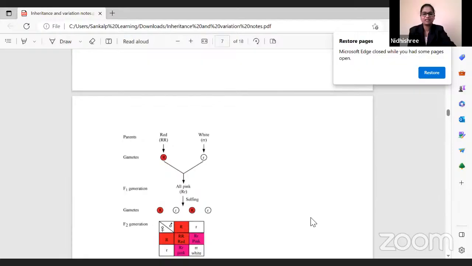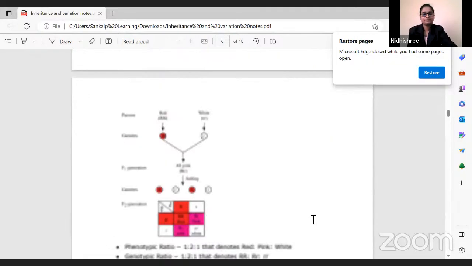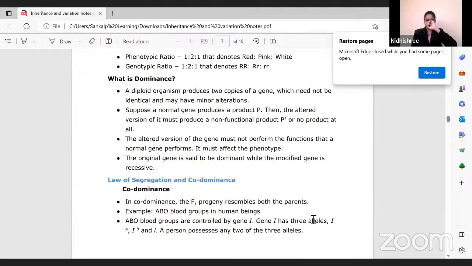Concepts again. Most of you are not involving or participating in giving answers. Fine. Soumya, can you read it?